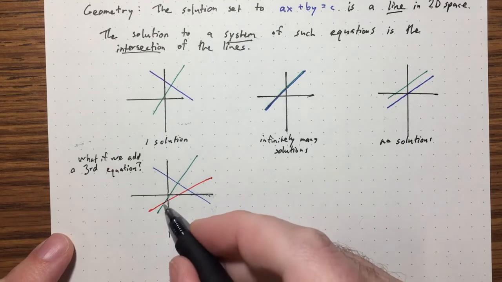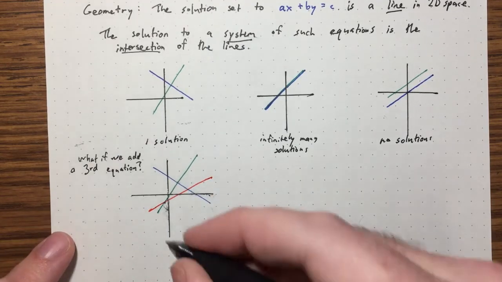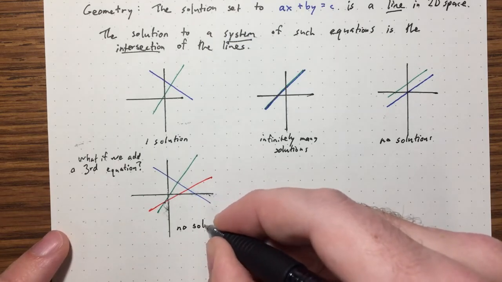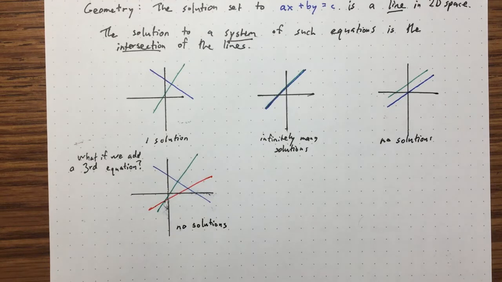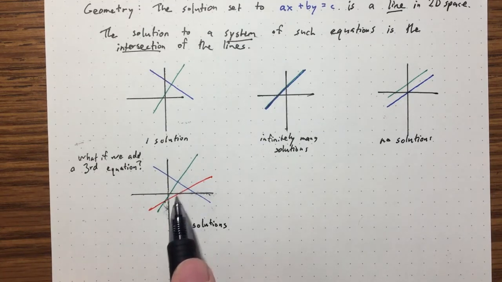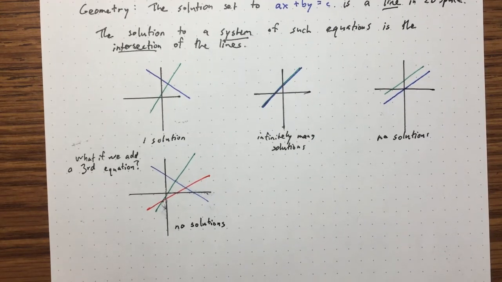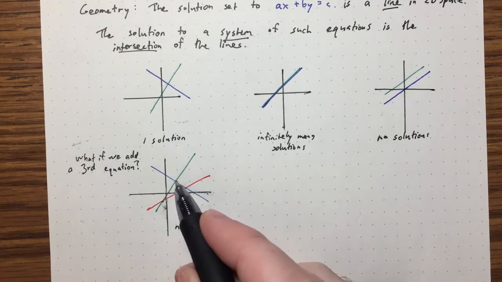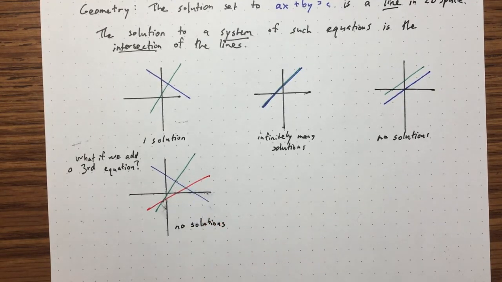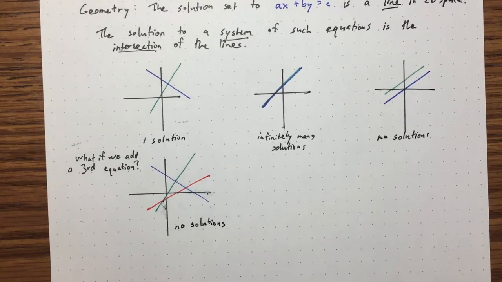Well, it might look like it has 3 because we have intersection point, intersection point, intersection point. But actually it has no solutions. Why no solutions? Because, remember, the solution to a system of equations has to satisfy all of the equations simultaneously. In other words, it has to lie on all of the lines. So I need a point that lies on all 3 of these lines. And if you think about that for a bit, you realize that you can't find such a point.